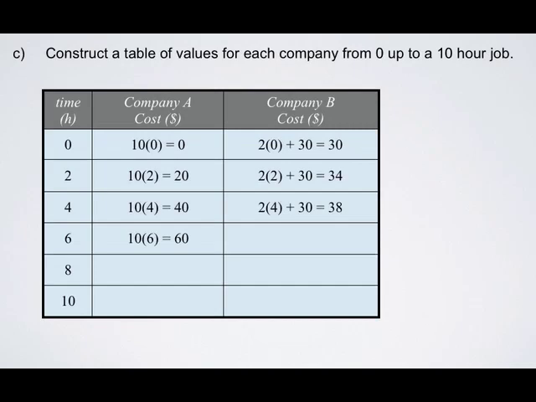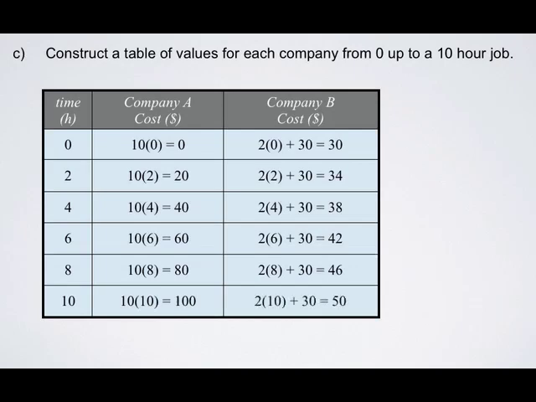At 6 hours, Company A will charge you $60. Company B will charge you only $42. At 8 hours, Company A will charge you 10 times 8, or $80, whereas Company B will charge you 2 times 8 plus 30, or $46 total. And finally, at 10 hours, Company A will charge you $100, whereas Company B will charge you $50.